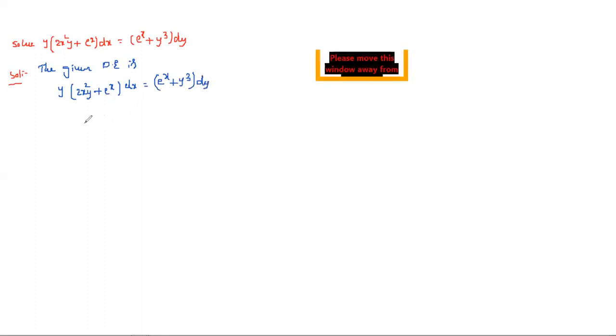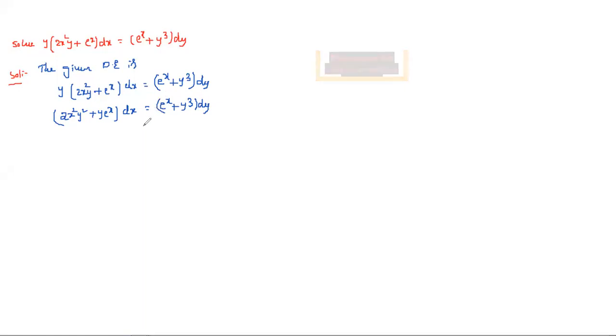And now here it is, you can multiply inside the terms, then what will we get? (2x² y² + y eˣ) dx = (eˣ + y³) dy. And dividing the entire equation by y², so dividing by y² on both sides, then what will we get?